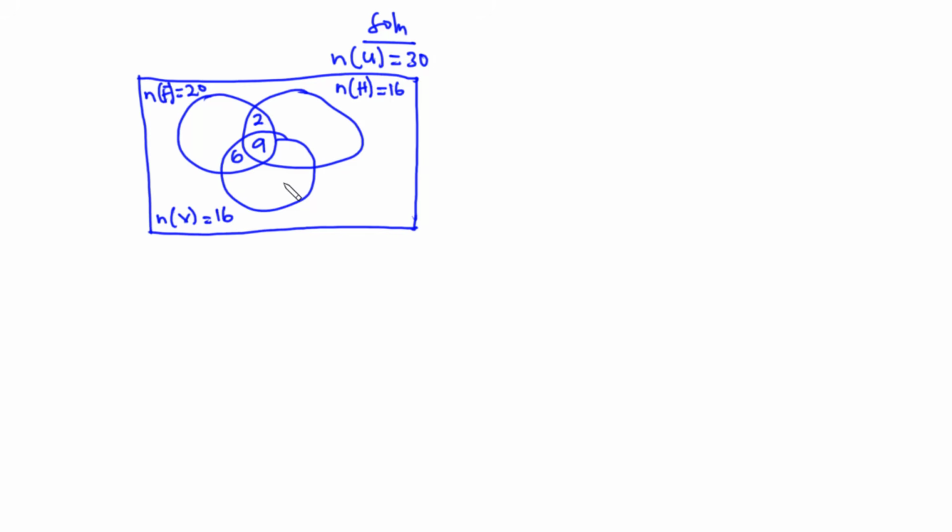And also the number of students who play hockey and volley is 10. So the number of students who play hockey and volley only is 10 minus 9, which is 1. Now let's find the number of students who play football only, hockey only, and volley only. So let's start with football only.